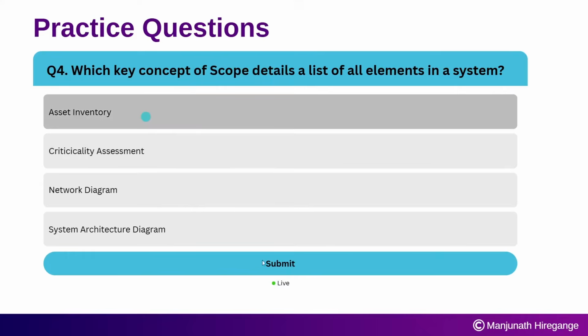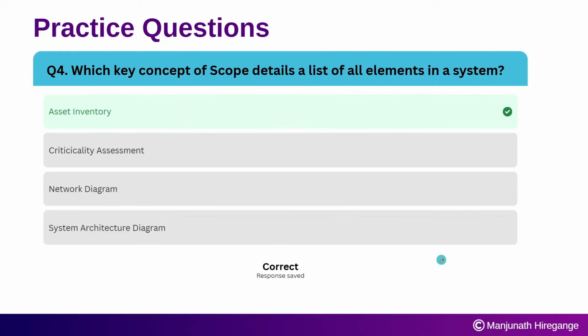So the right answer is asset inventory, because asset inventory provides a detailed list of all system elements, including your devices, hardware, software, virtual machines, everything. Why not the others? Criticality assessment evaluates asset importance but does not list all elements. Network diagram shows the connections between devices but not a full inventory. And system architecture diagram describes system design, not a detailed component list. So the key phrase in the question is "list of all elements." Hence the answer is asset inventory.